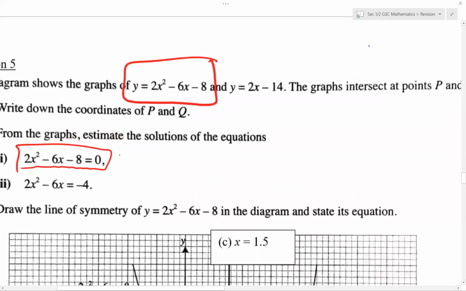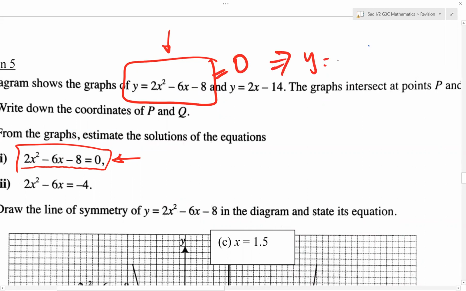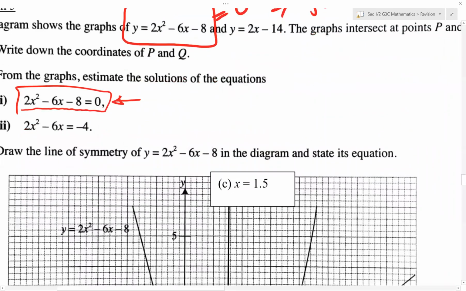You have this particular graph. They want you to solve when it is equal to 0. When what is equal to 0? 2x squared minus 6x minus 8 equals 0, meaning y equals 0. So draw y equals 0 and find the points of intersection. But do we need to draw y equals 0? We don't, right? What is y equals 0 again? The x in the x-axis.